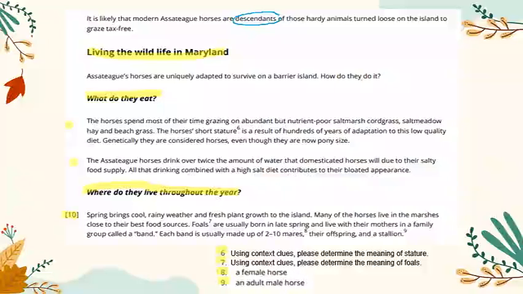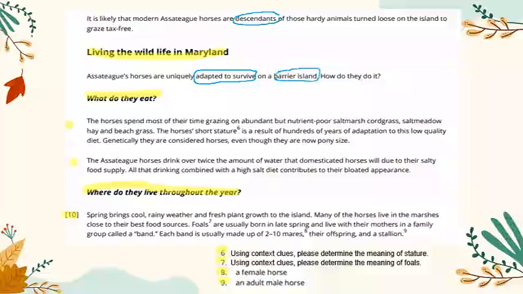Living the Wildlife in Maryland. It says Assateague's horses are uniquely adapted to survive on a barrier island. How do they do it? So they're adapted to survive on a barrier island. So we already read that barrier islands get a lot of storms.